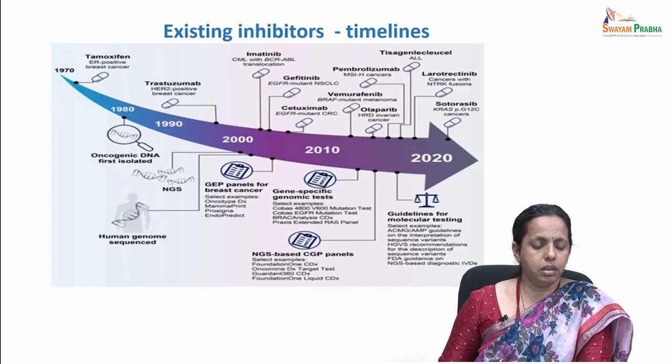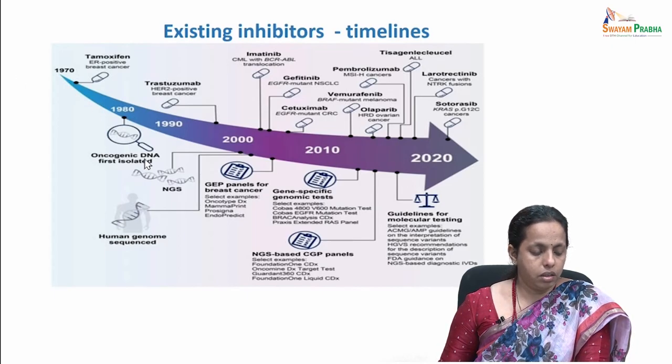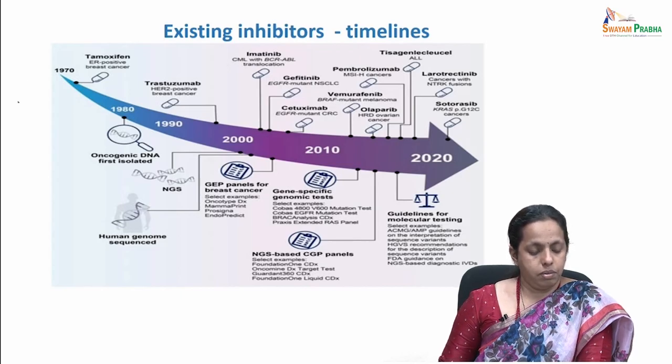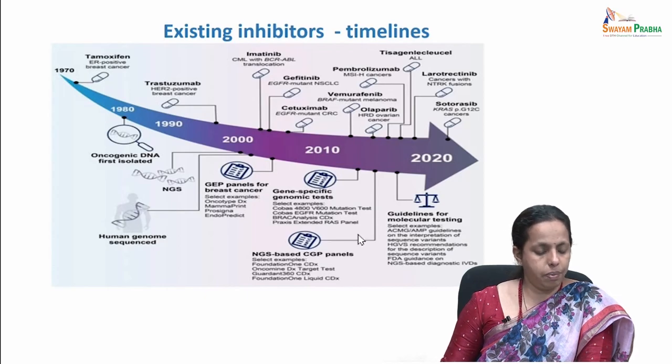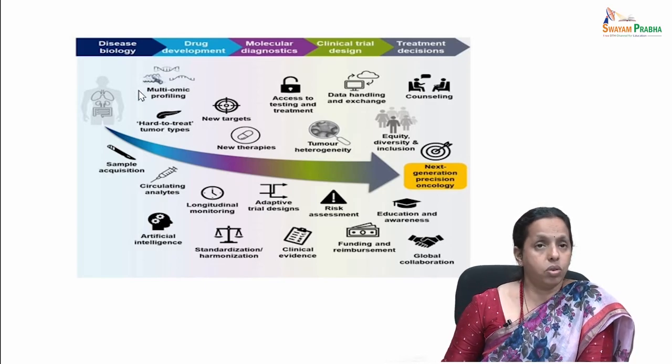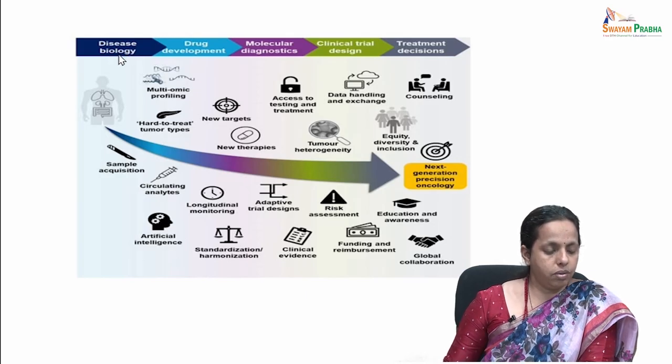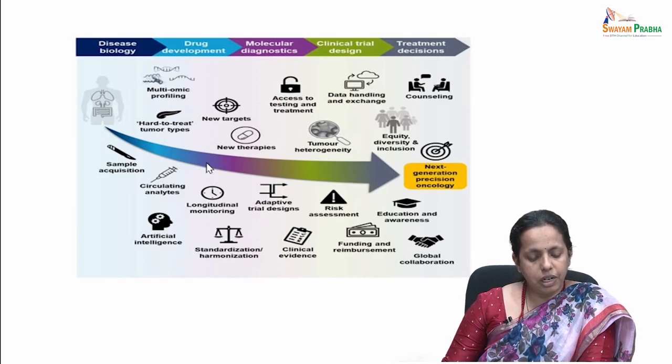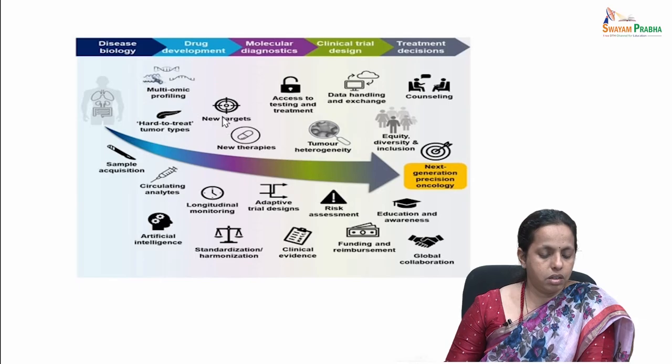This is a very, very important diagram which predicts your biomarker development, companion diagnostics along with your therapeutic drugs. We will be talking about this in detail in future, where the disease biology, then you take the sample. And then sometimes you may have hard to treat tumor types. For this, samples can be circulating analytes, and then you have the multi-omic profiling of the whole tumor. You can do that. Then you find new targets, new therapeutics are continuously evolving. This is how the whole next generation precision genomics is evolving.